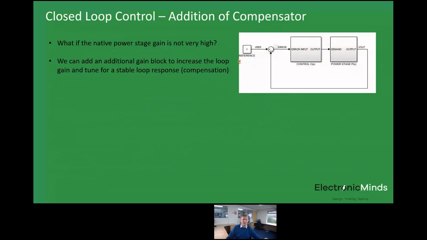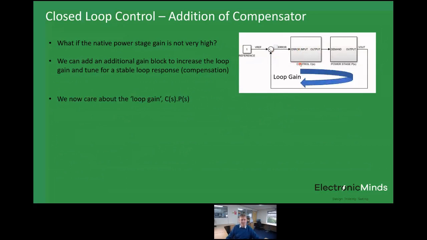We add in this additional gain block to increase the loop gain and tune it for a stable loop response. And that's the compensation. In classical control theory, people will call it a compensator or all sorts of different things. It's essentially a frequency dependent gain block, and that's what we're designing when we're designing our control circuit: the frequency response of that block.